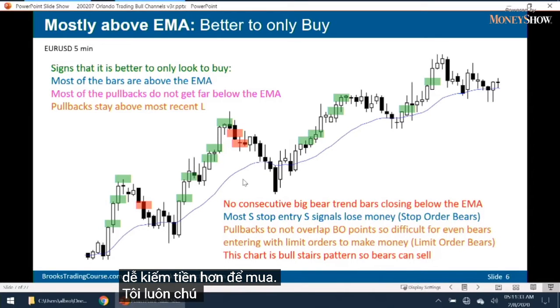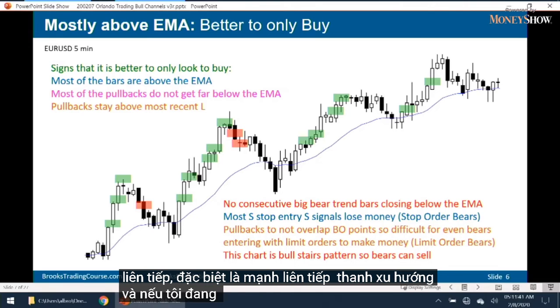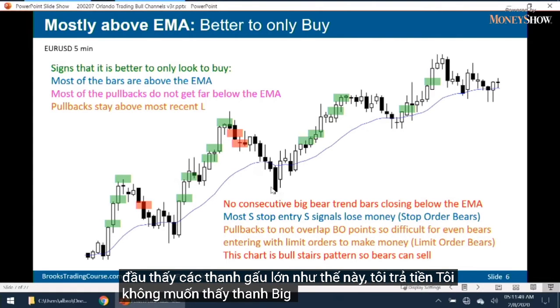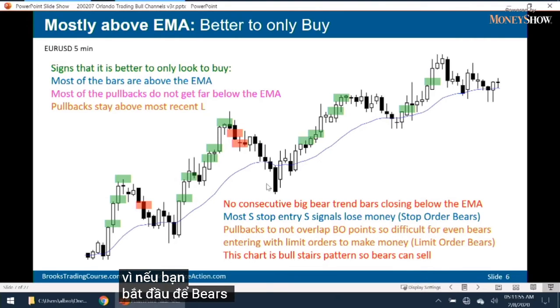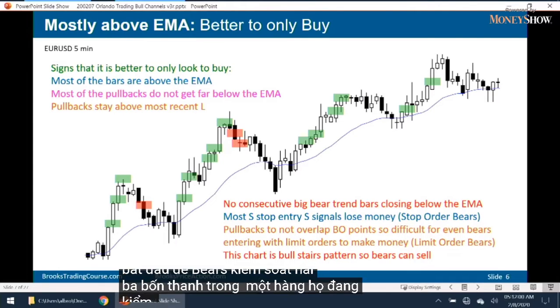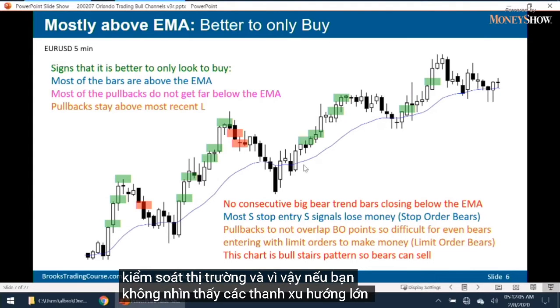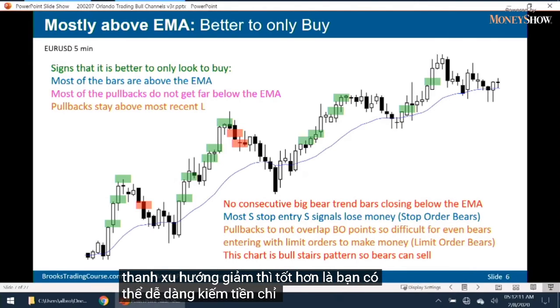Also, I always pay attention to trend bars, especially consecutive strong trend bars. If I'm in a bull trend and I start to see big bear bars like this, I do not want to see a second consecutive big bear bar, all right? Because if you start to get the bears controlling 2, 3, 4 bars in a row, they're taking control over the market. And so if you're not seeing consecutive big bear trend bars, it's usually better. It's usually easier to make money only looking to buy.